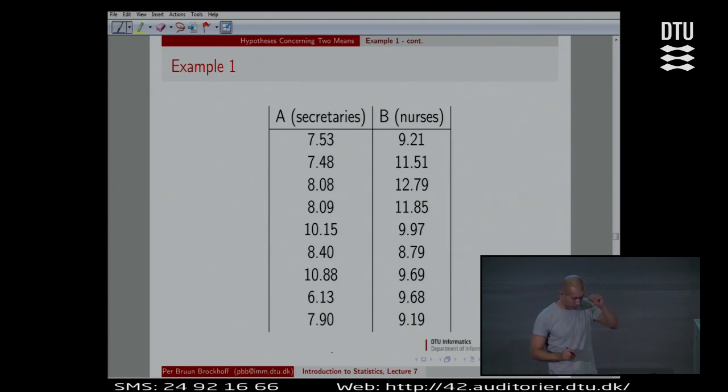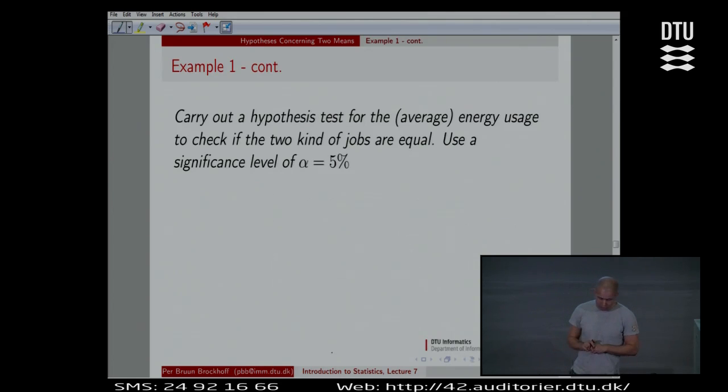Now we should do it, I think. We have our little example that I introduced in the beginning with the secretaries and the nurses. Let's try to carry out a hypothesis test, whether it's the same. So I would start out by writing the hypothesis test. I would write it like this. And if we put it in the form that we have seen a second ago, that's the same as saying that the difference of the means in the two groups is 0. That's the null, that's the claim.